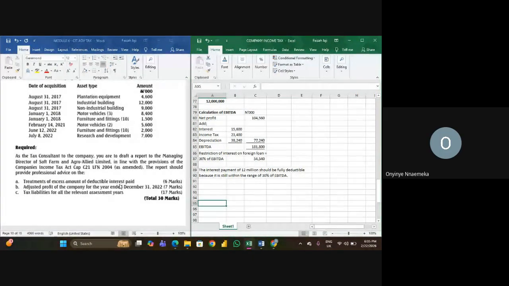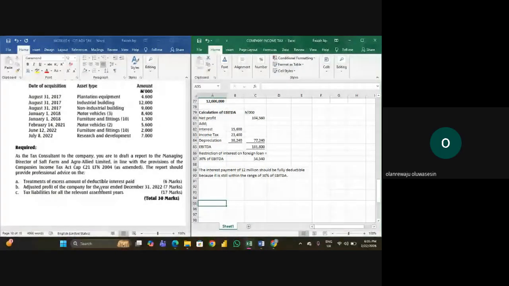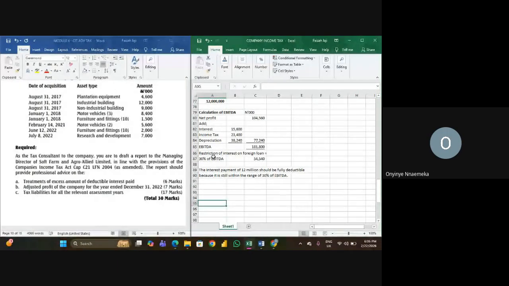The assignment I'm giving you guys now: go and do capital allowance. This one you must do. The capital allowance, with date of acquisition and asset type, is what we will use to do C. So please go and do your capital allowance before next class, so next class we just do adjusted profit and tax liability straight. I'm going to hold you accountable for this capital allowance, so you must do it.